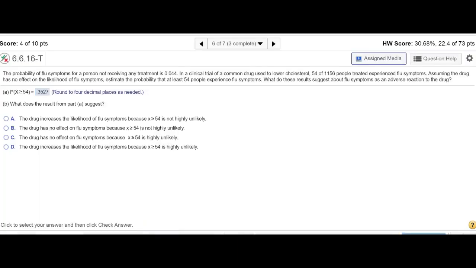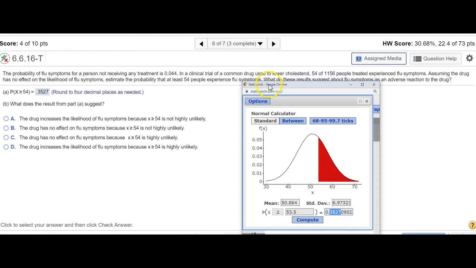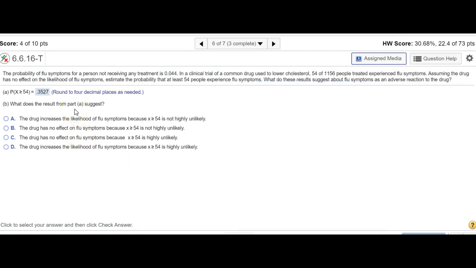So hopefully that kind of shows you how to use the StatCrunch calculator when you're looking for a normal approximation. You have to take into account the continuity factor, and then you have to find the mean and the standard deviation and compute it there. And then you can make the conclusion about what this suggests.